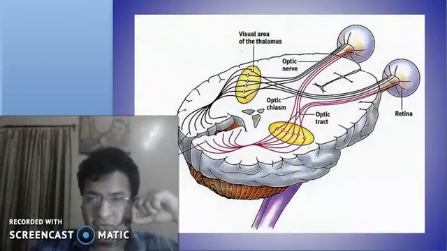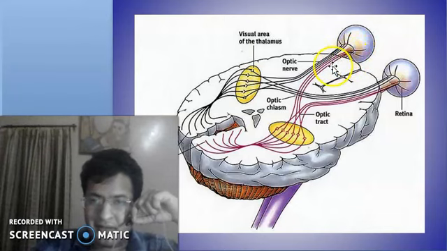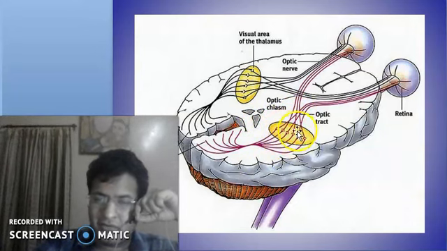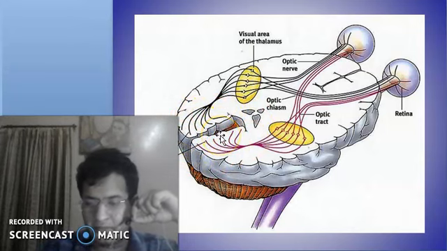So, in the visual pathway, the retinal ganglion cell fibers arise, go behind, and cross at the optic chiasma. After the optic chiasma, the optic tract goes to the lateral geniculate body and a few fibers reach the midbrain. After the lateral geniculate body, the fibers transfer in the form of optic radiations to reach the primary visual cortex in the occipital lobe.